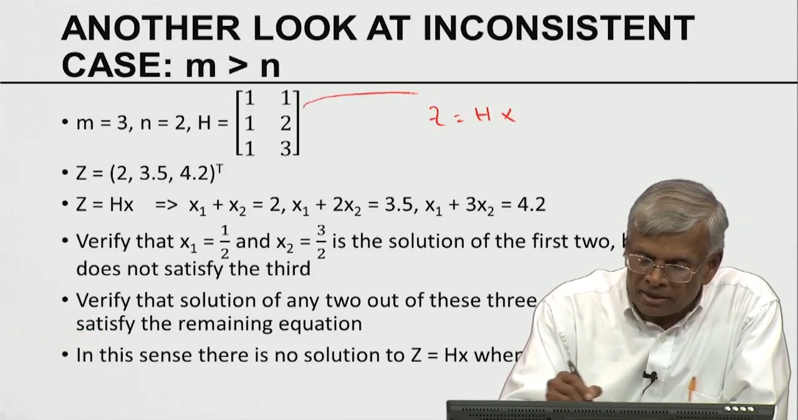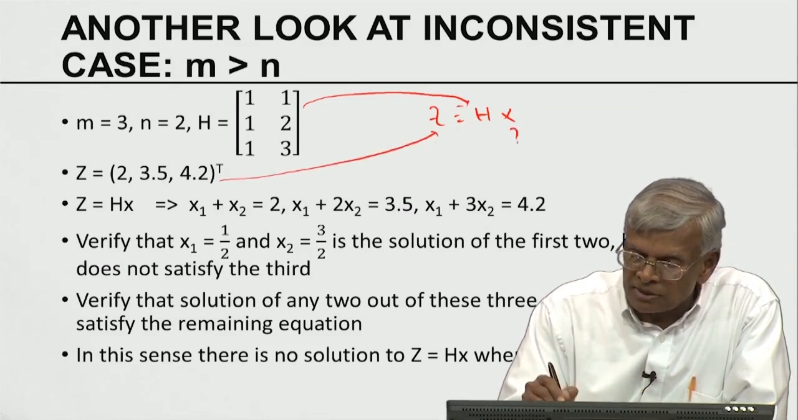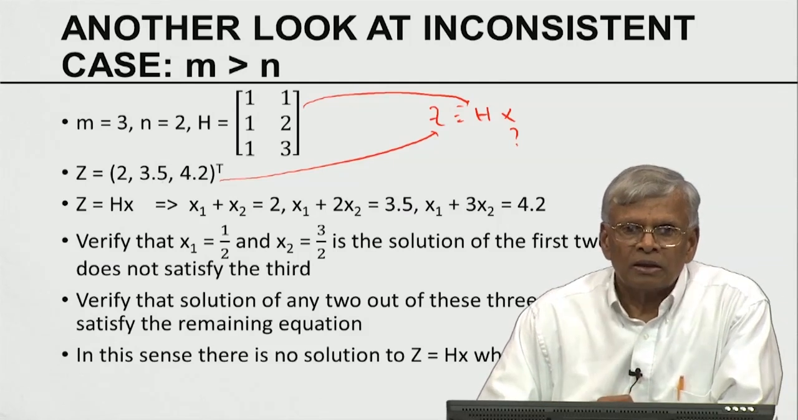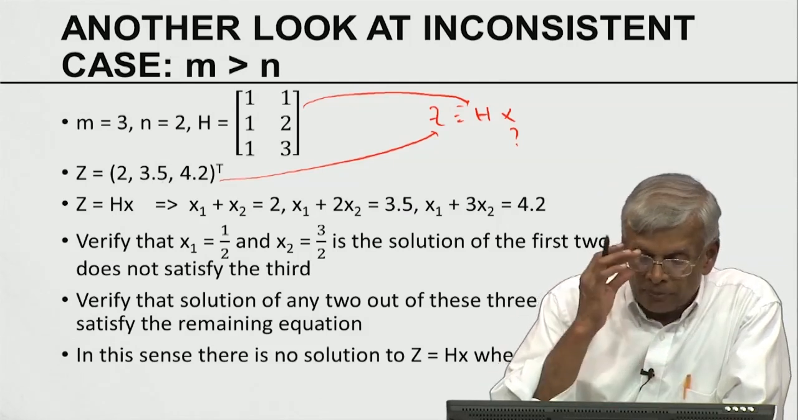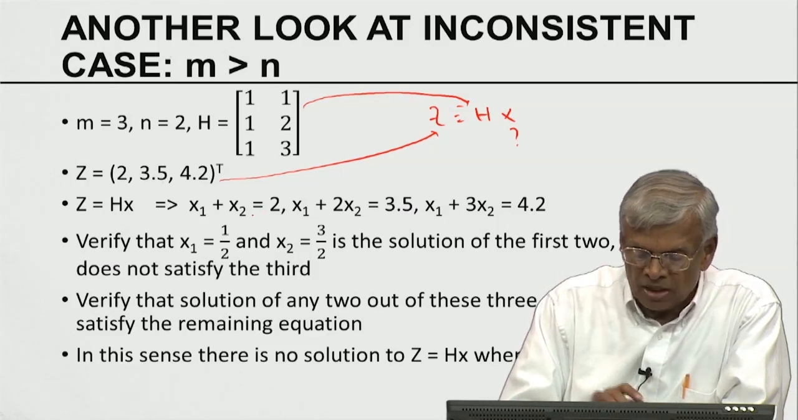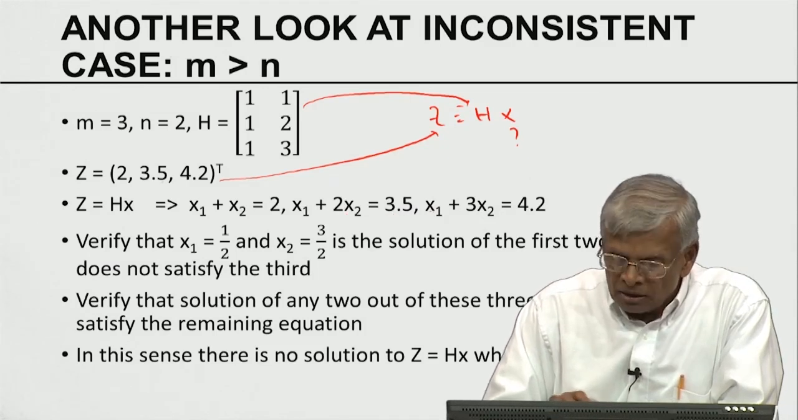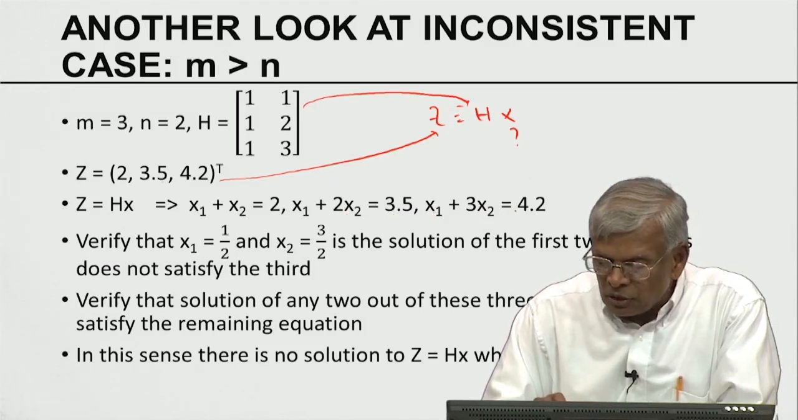When h is given by this and z is given by this, I want to ask myself the question, does there exist an x? Let's explore this a little bit further. The first equation tells you x1 plus x2 must be 2. The second equation tells you x1 plus 2x2 must be 3.5. The third equation tells you x1 plus 3x2 is equal to 4.2.